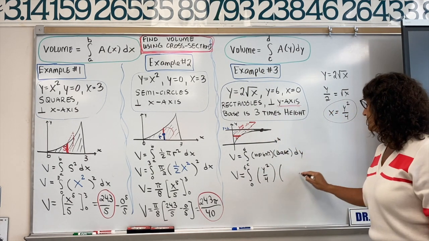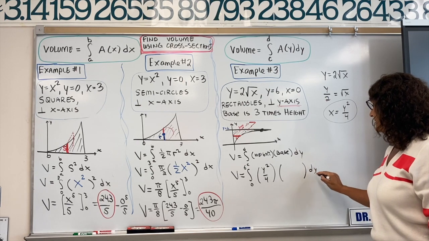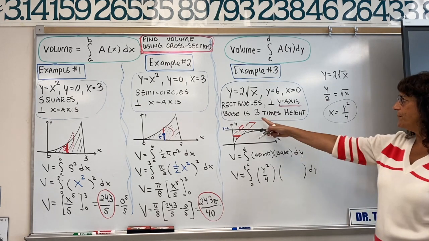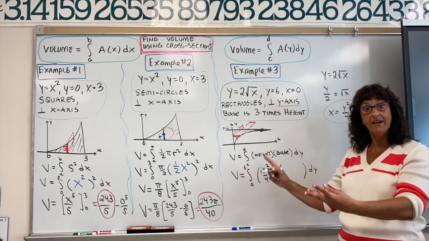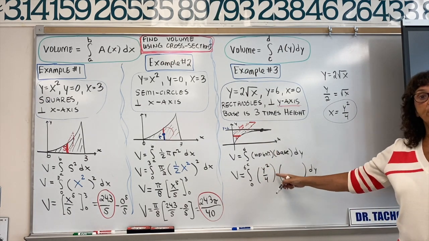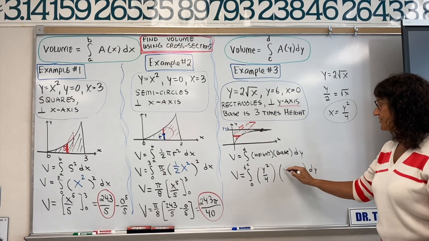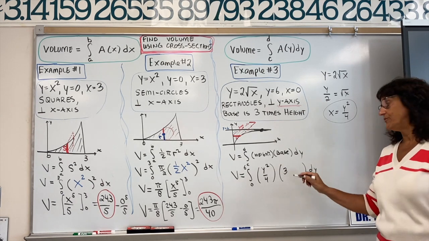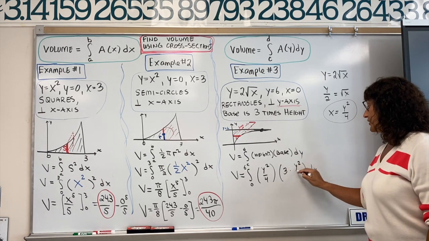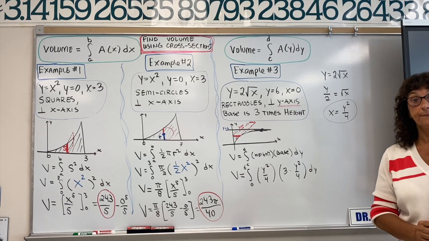Then what do I do for the base? Well, it tells me up here my base is 3 times my height. If my height is y squared over 4, then what is my base going to be? It's going to be 3 times y squared over 4. That's what it's going to end up being.